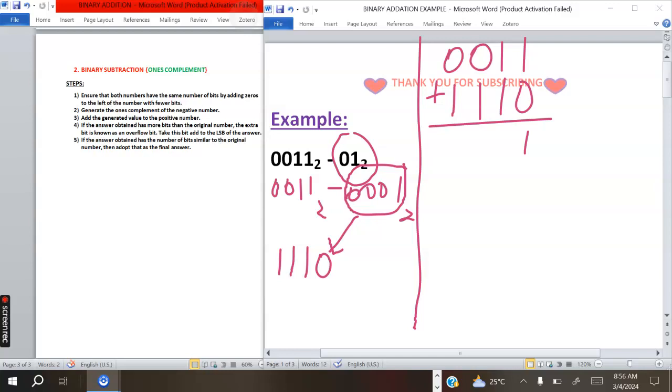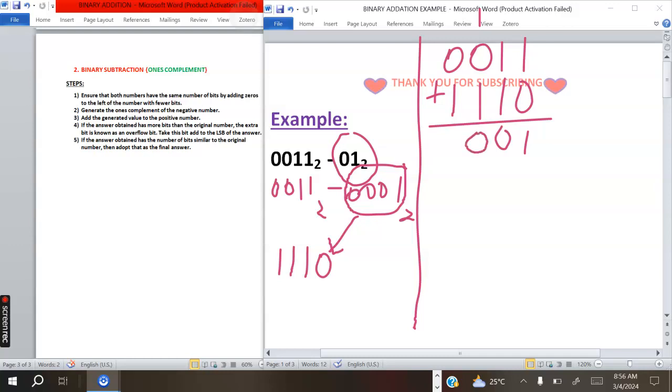So you write the 0 here. Then the next part, you carry the 1 to this part. So we have 1, 0, 1. 1 plus 0 plus 1 is equivalent to 1, 0. Therefore, you write this as 0.